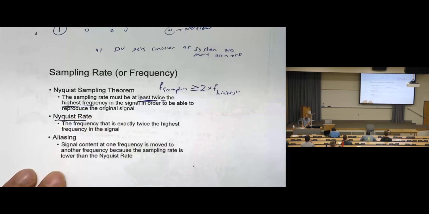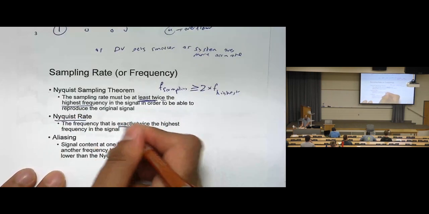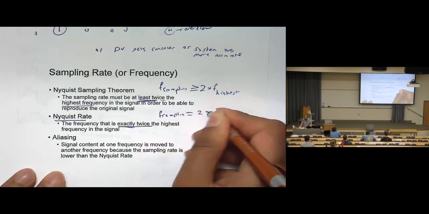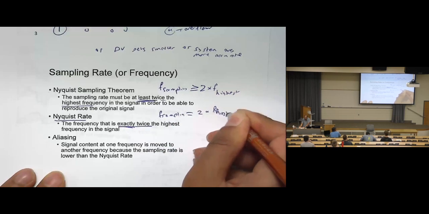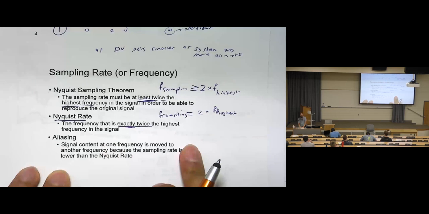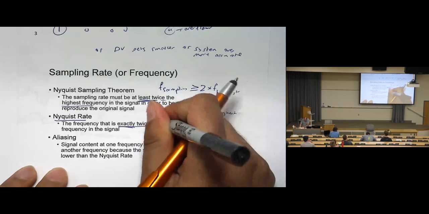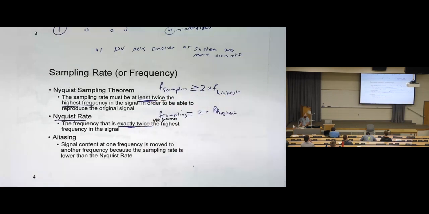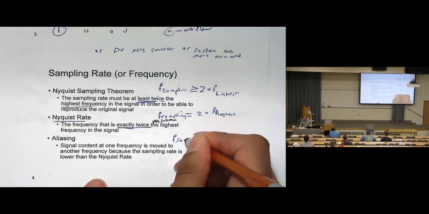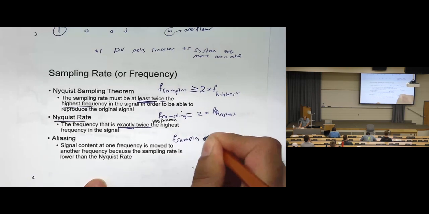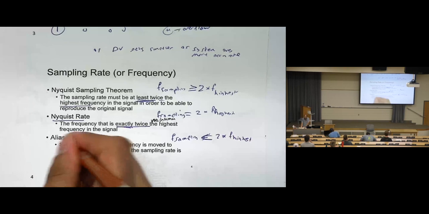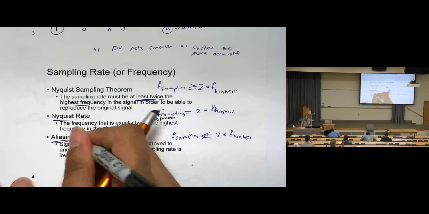There is a Nyquist rate, which is the criterion, the minimum. It's exactly twice, so F sampling should be 2 times F highest. This is the Nyquist rate, which is the minimum. What if my sampling frequency is below that? If F sampling is below 2 times F highest, the highest frequency, what will happen? We will have misinformation, which we call aliasing. So aliasing is misinformation.